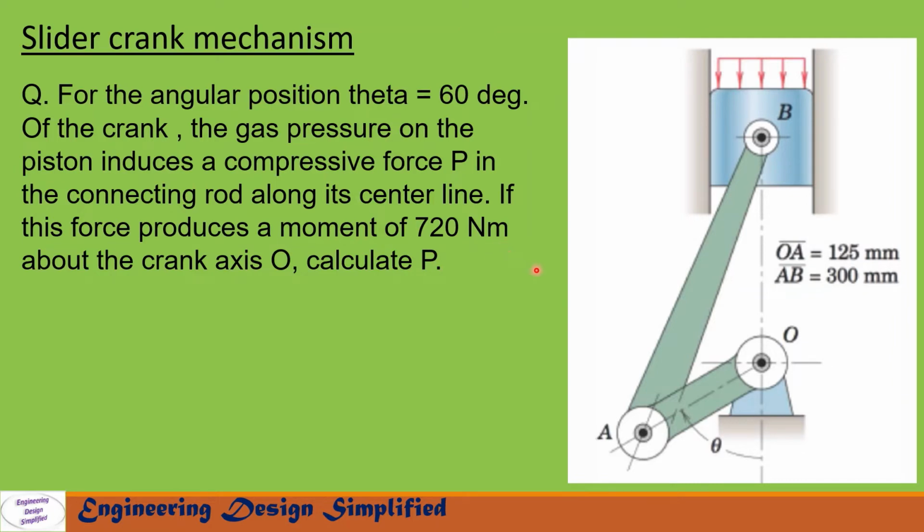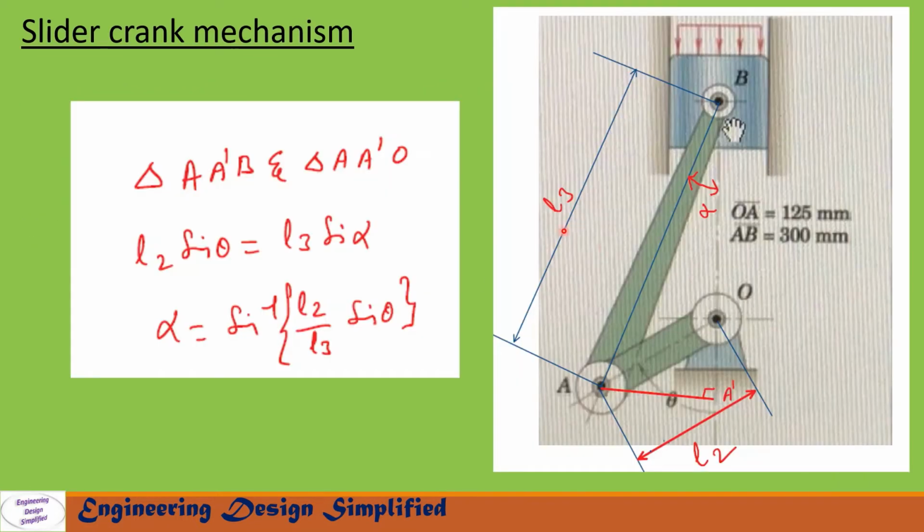So first we will derive an expression between this force P and moment and later solve the problem. Now let us see the geometry. The angle between crank OA and this vertical line is theta, that is given. Let us call the angle between this vertical line and this coupler alpha. Let us call the coupler link length L3 and crank length OA L2. Let us draw a perpendicular line from A onto this vertical line. Let us call this point A prime.